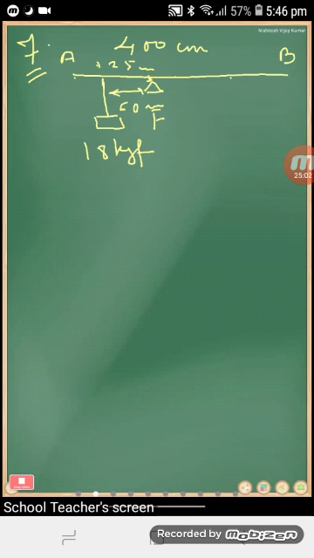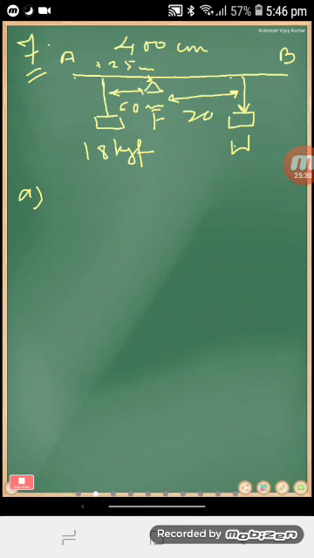Now, A part is asking if the weight W is placed at a distance of 250 centimeter from the support. So at a distance of 250, roundabout here, this is W, and this distance happens to be 250. So we have to find out W. Very simple case. If you observe, load is considered to be 18 kgf, so we can say L is 18 kgf.